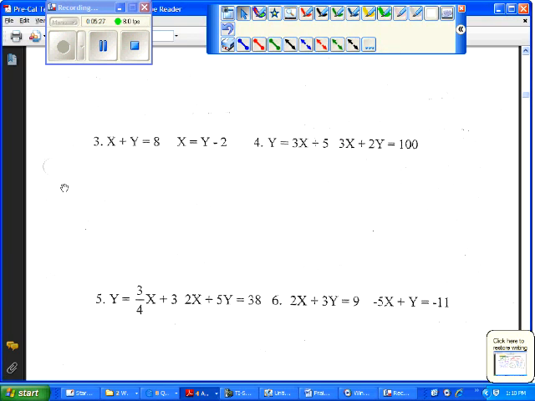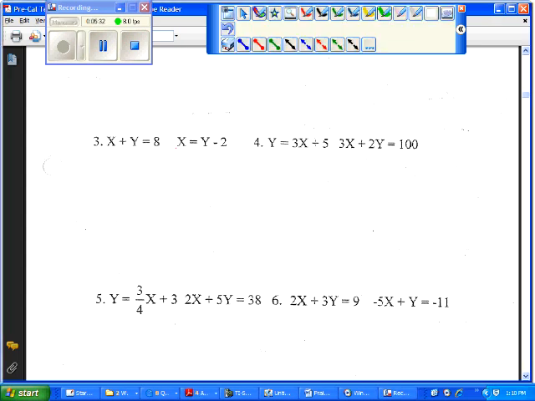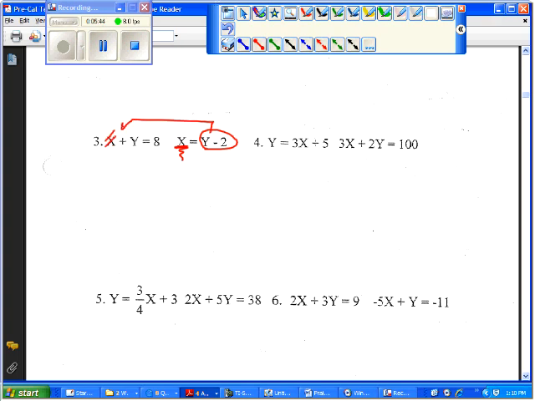Number 3. Again, what we're looking for is a place where it has a variable all by itself. This time we have x in terms of y. So we're going to come to the first equation where the x was, and we're going to put that y stuff in its place. So we're going to replace that x with y minus 2. Understand how we did that? And then we still have the rest of that equation plus y equal 8.